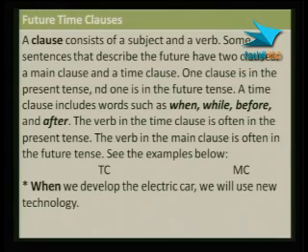Some sentences that describe the future have two clauses, a main clause and a time clause. One clause is in the present tense and one is in the future tense. A time clause includes words such as when, while, before, and after. The verb in the time clause is often in the present tense. The verb in the main clause is often in the future tense.